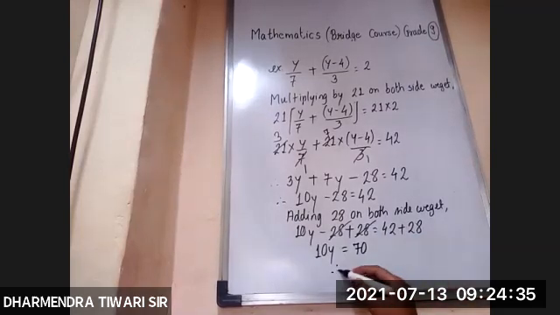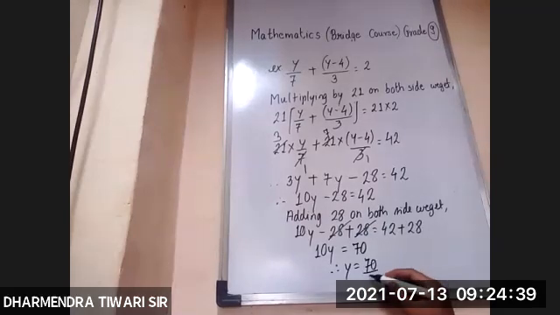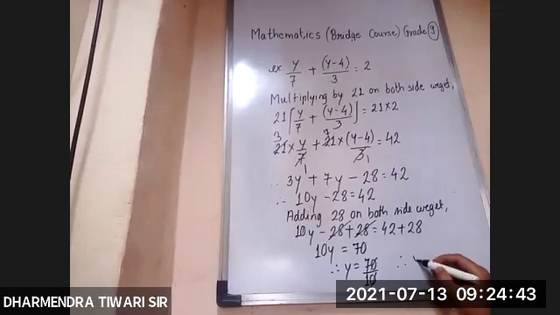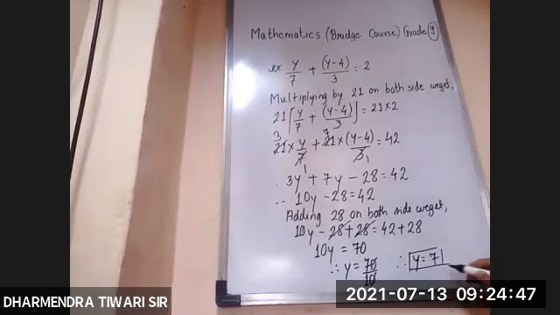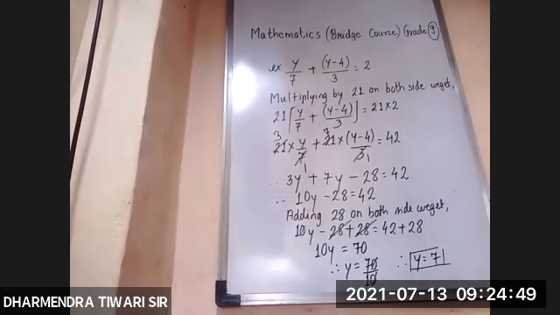Therefore, dividing by 10 on both sides, we'll be getting 70 upon 10, 0, 0 cancel, 7 upon 1. So we got y as 7, or you can write 7 tens are 70, you can cancel 10 and you can get down to 7.